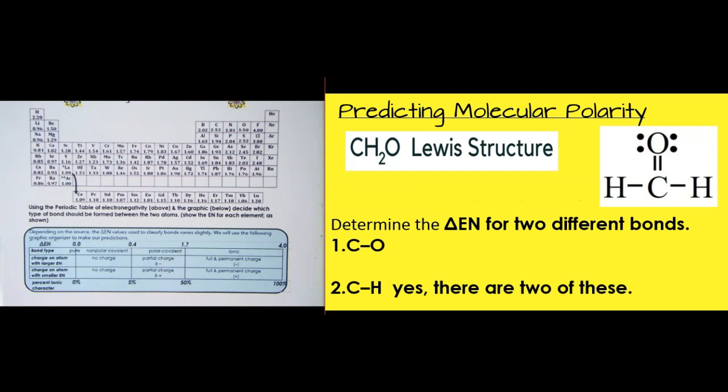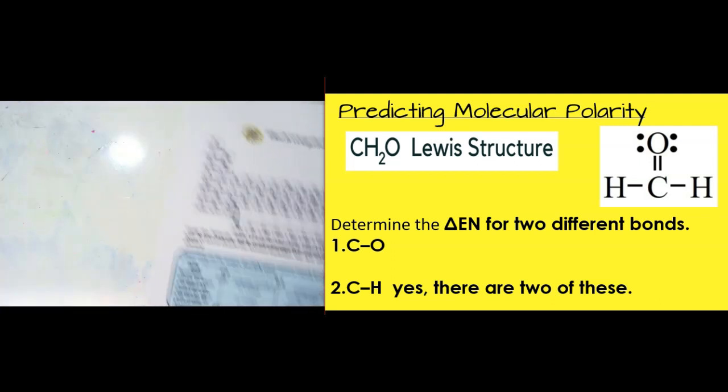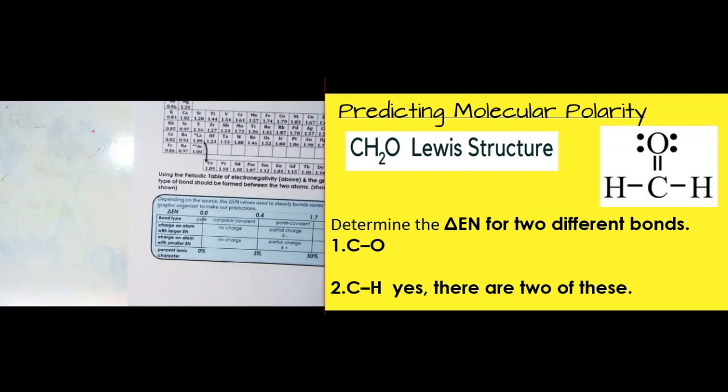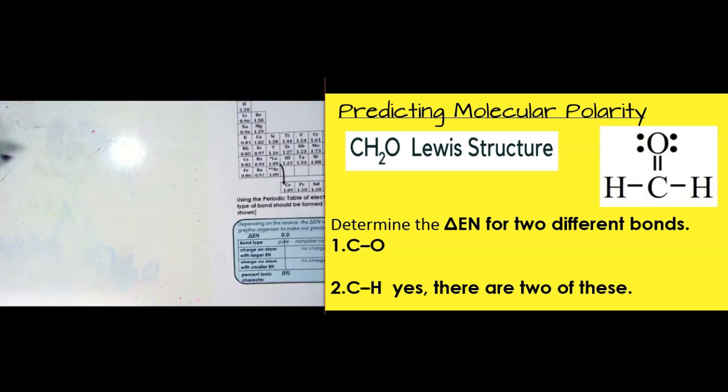Right, so let's just kind of do this one really fast. I'm going to actually write down over here on my little whiteboard, and we're going to do this. I'm going to leave this there. We have CH2O, we have the Lewis structure. You can see that in the upper right-hand corner. And so what we want to do is determine the difference in electronegativity between carbon and oxygen. Let me move this over. Carbon and oxygen, and I also need to do carbon and hydrogen.